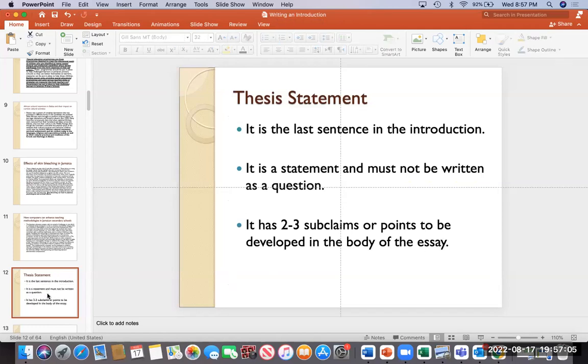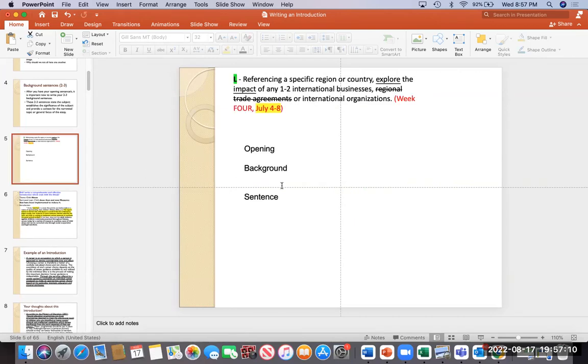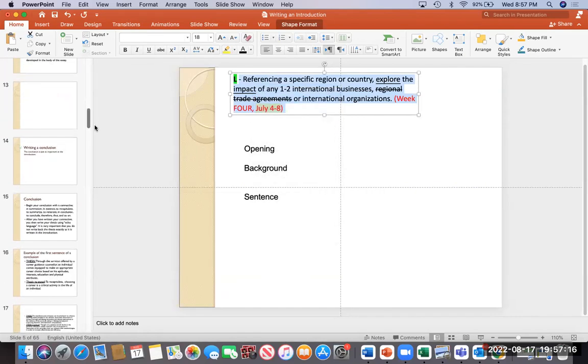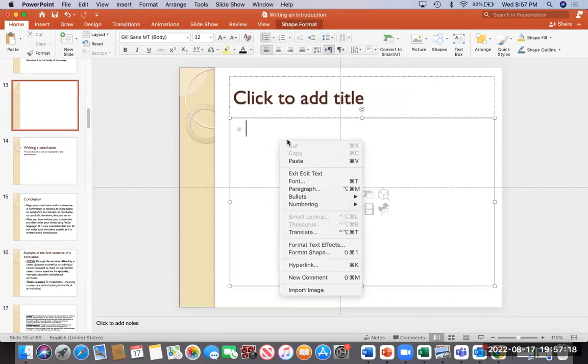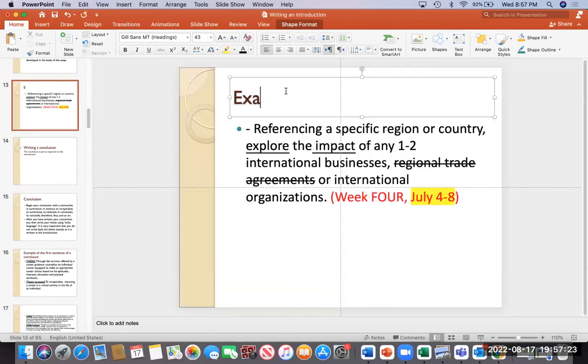So, example, let's go back now to this paper. Let's go back to this. Right, let's try and write an example of a thesis for this. So this is our question. This is the question. Example of a thesis.